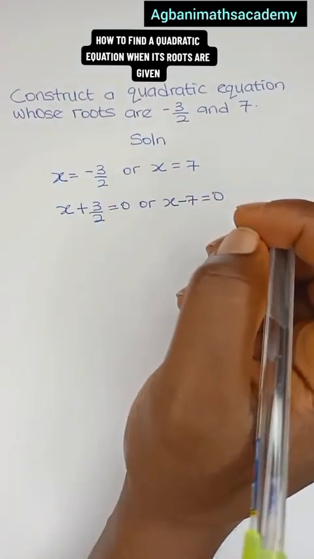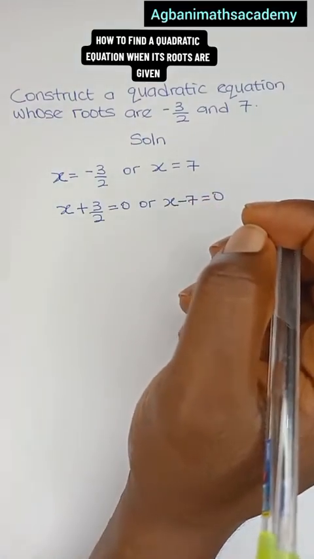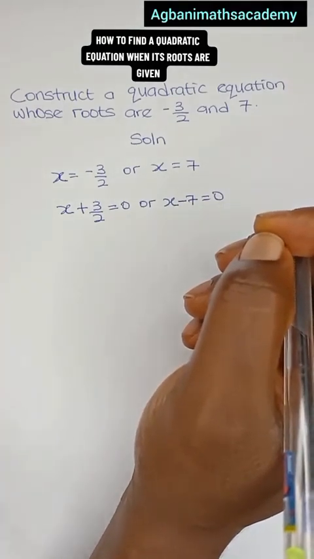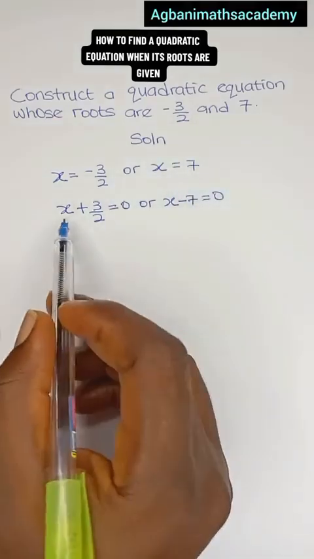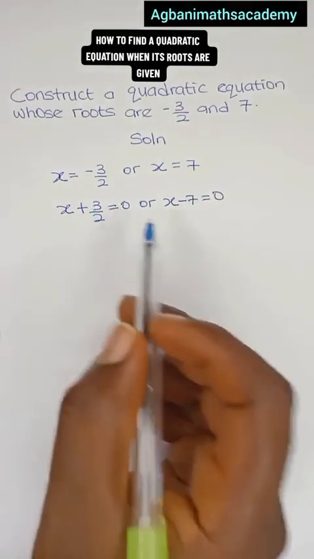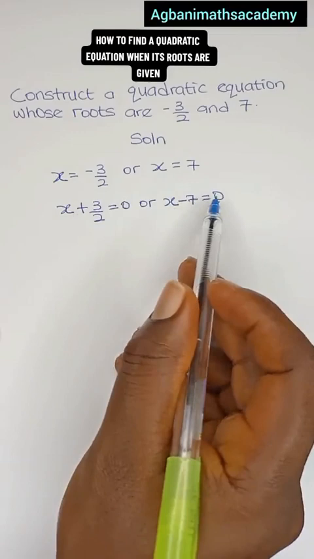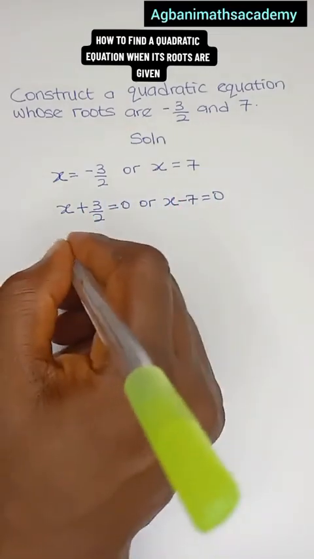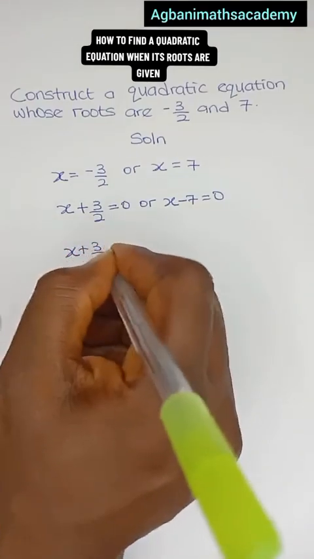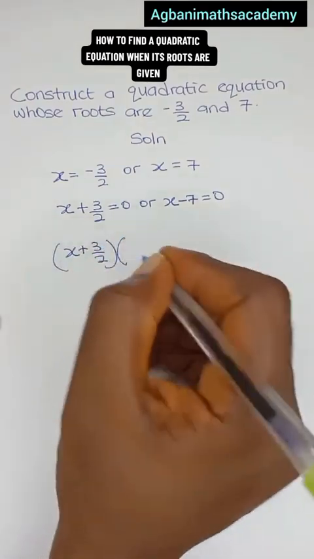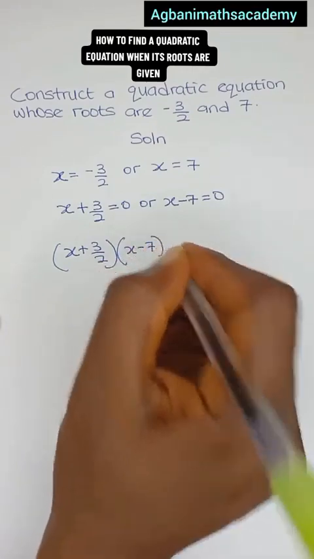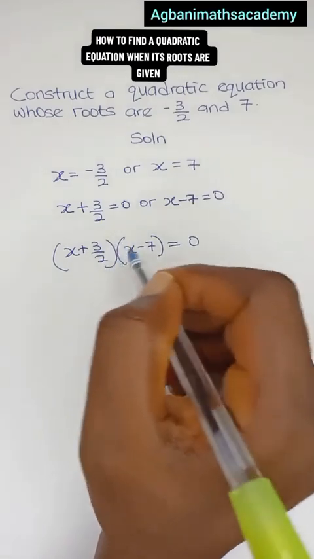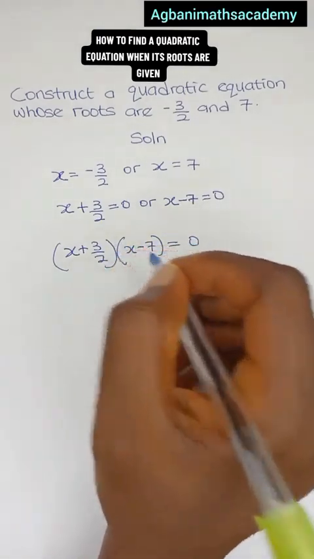So this is a reverse process of solving a quadratic equation. What we normally do when solving a quadratic equation, in this particular question, we are doing the opposite of it. Okay, so we have x plus 3 all over 2 is equal to 0, or x minus 7 is equal to 0. Bringing these two equations together, we have x plus 3 all over 2 multiplying x minus 7, all equal to 0. So what we are going to do here is to expand this equation.